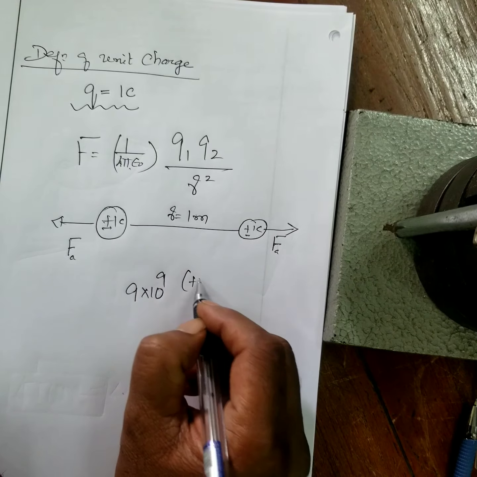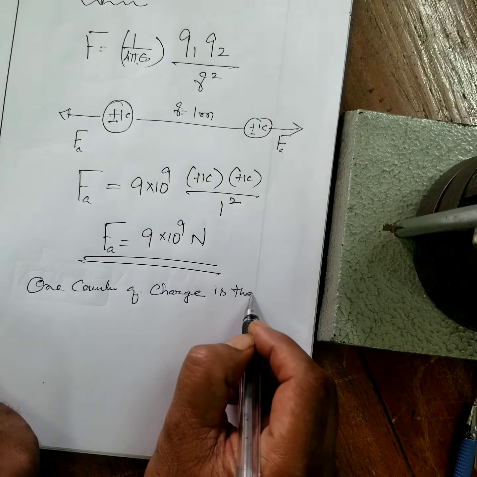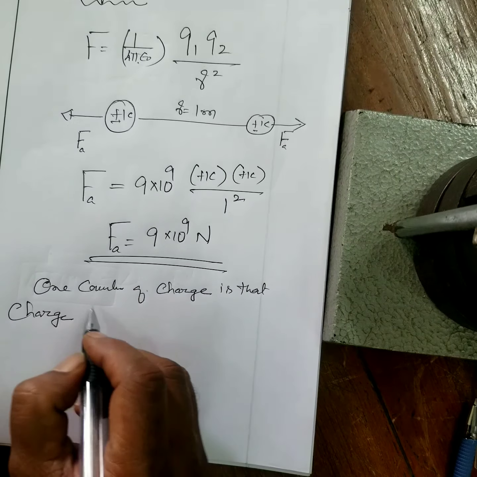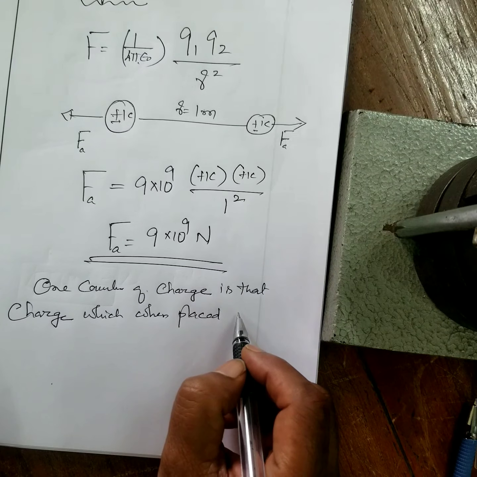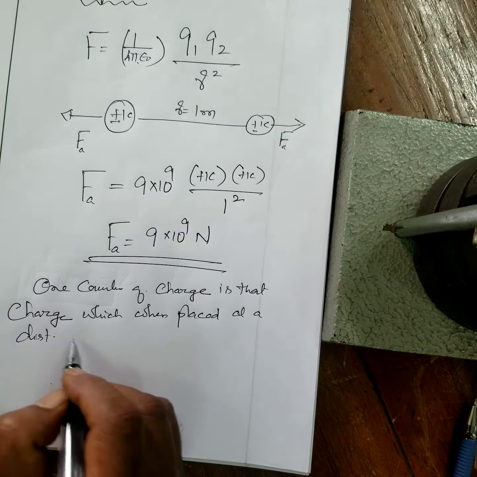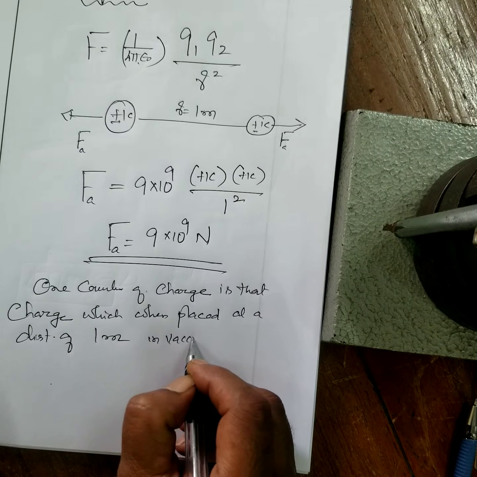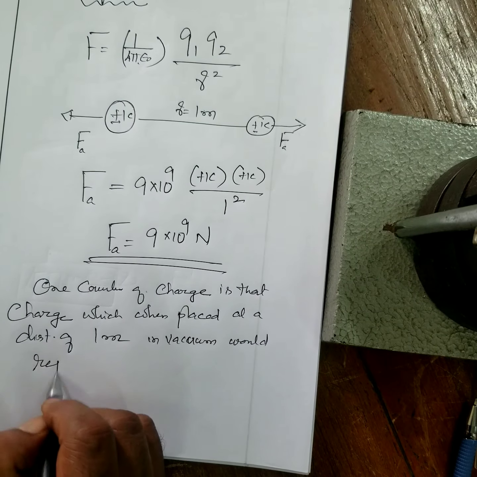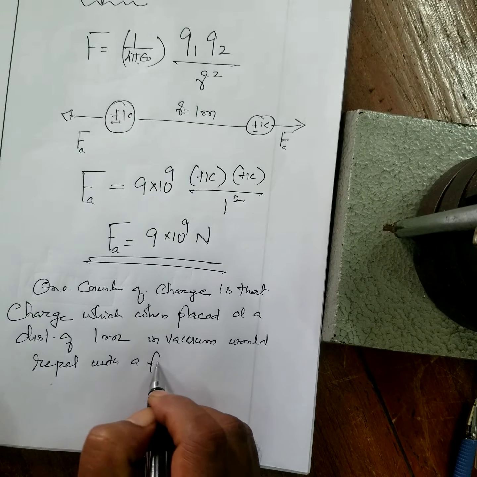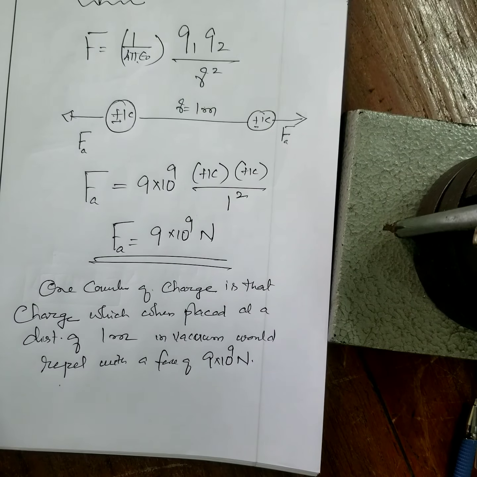Therefore, 1 coulomb of charge is that charge which, when placed at a distance of 1 meter in vacuum, would repel with a force of 9 into 10 to the power of 9 Newton. This carries 1 mark.